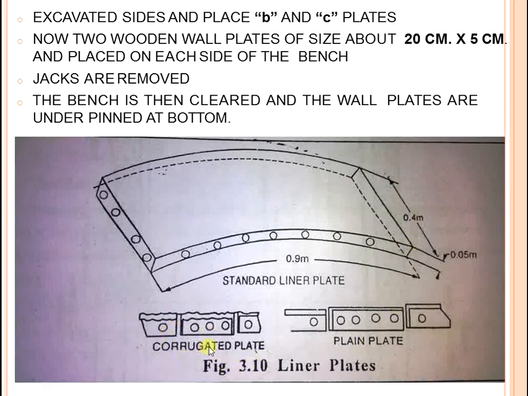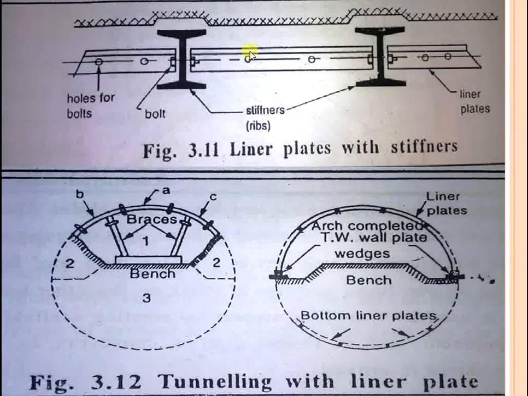Here we see that this is the corrugated plate and this is the plain plate. As per the requirement, or as per the design, we have to use either the corrugated plate or the plain plate. In this figure we see the liner plates with the stiffness. The liner plate is inserted with the help of the stiffness. This is the liner plate, and these holes are for the bolts. We fix the liner plate with the help of bolting.